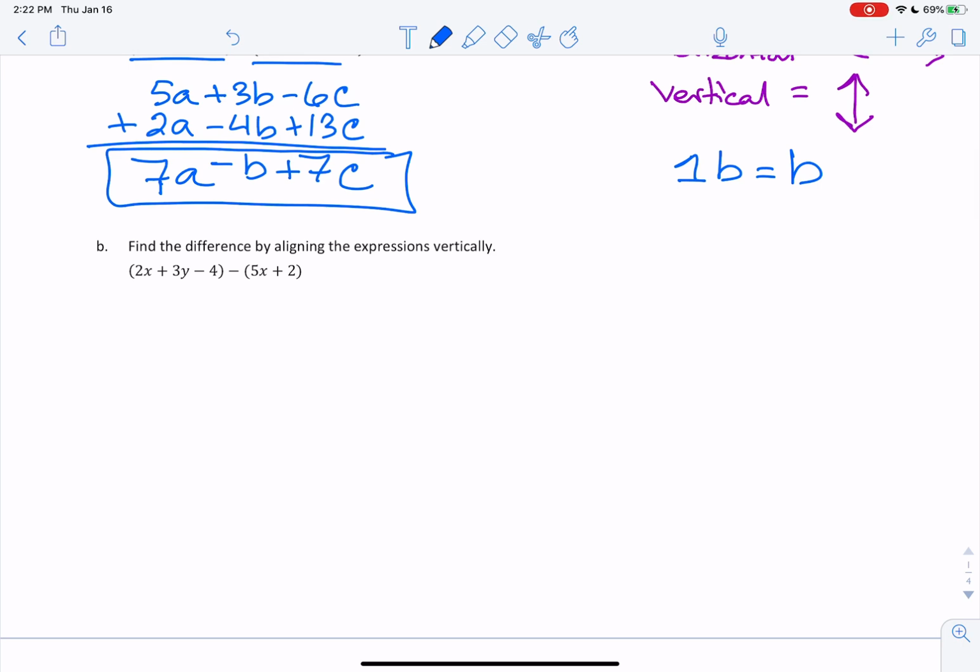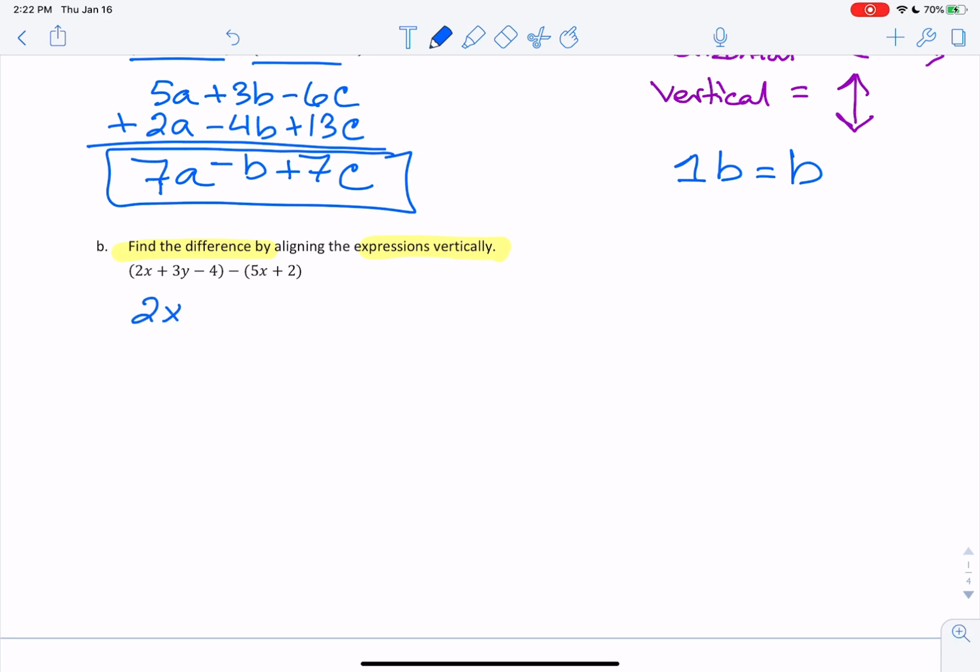Once again in this problem, they want us to solve it vertically, except this time it's the difference, and the difference means subtraction. So you're going to do the same thing. You're going to stack one on top of each other. You're going to line up the like terms because they're the only ones that can combine, and then you're going to solve. So let's go ahead and do that.